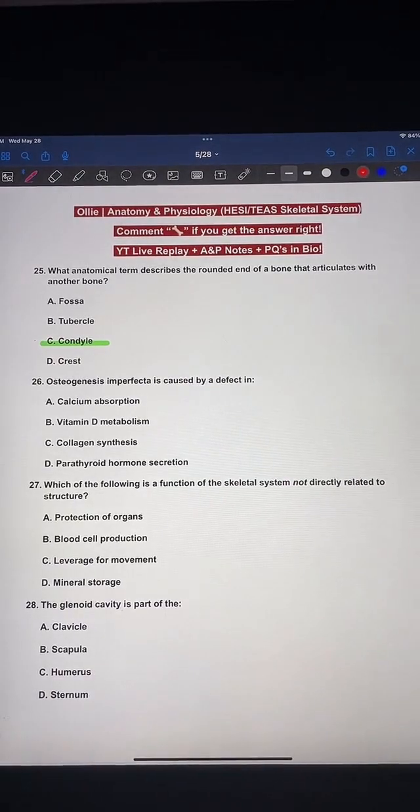Number 26, osteogenesis imperfecta is caused by a defect in what? Osteogenesis imperfecta is caused by a defect in what?